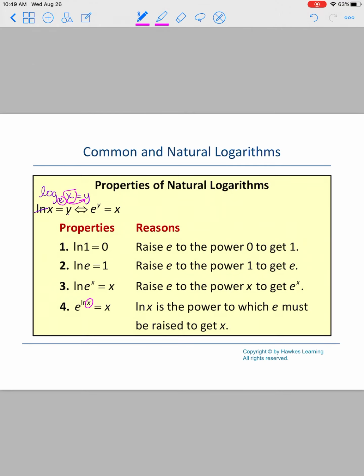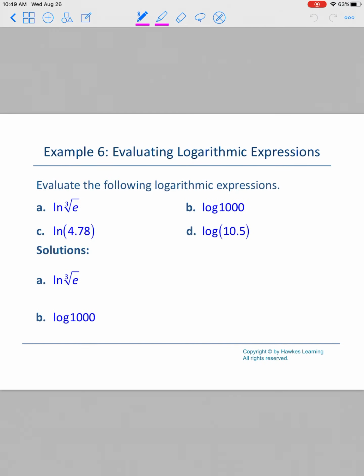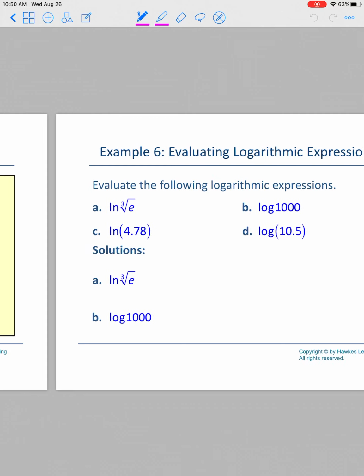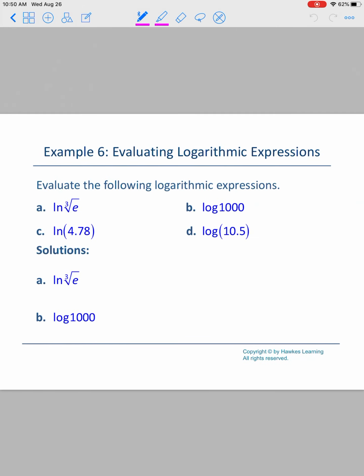So looking at these properties, keep these in mind. Hopefully you have your sheet printed out right beside you. We're going to look at some examples, and I'm going to be going back and forth. Okay, example 6. It asks us to evaluate the ln of the cube root of e. Okay, so if I go back to my properties, the ln of the cube root of e. Now, I need to rewrite this. I can't use these cube roots in here.